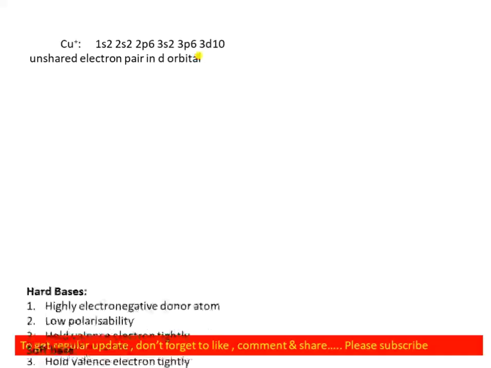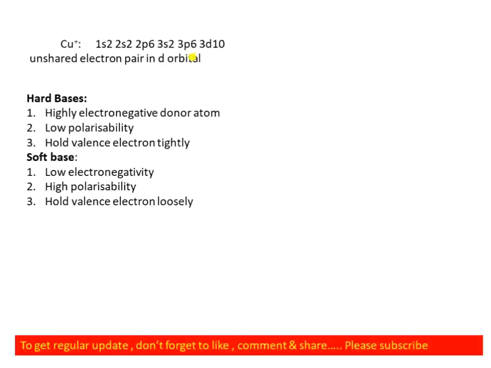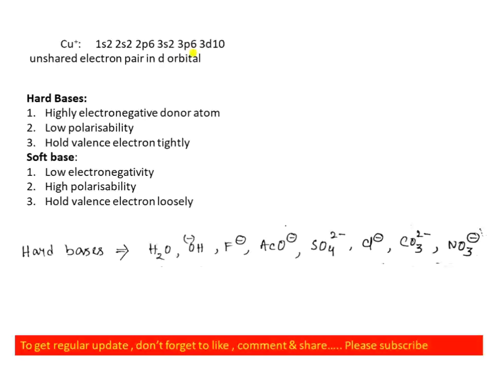Then hard bases are those with highly electronegative donor atoms of low polarizability. It holds its valence electrons tightly. Some examples of hard bases are H2O, OH-, F-, SO4 2-. They are all in ionic forms having more electrons than their original form. Remember, they are of high electronegativity, which means they do not easily donate electrons.